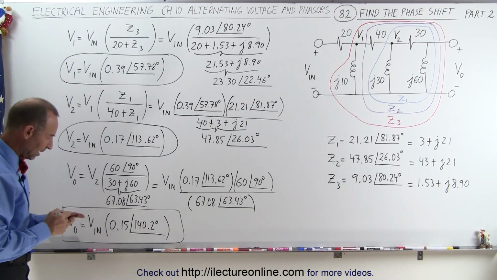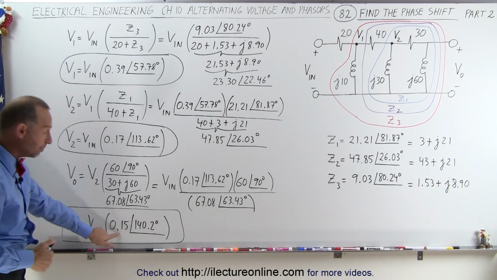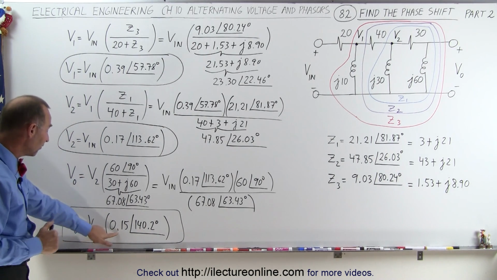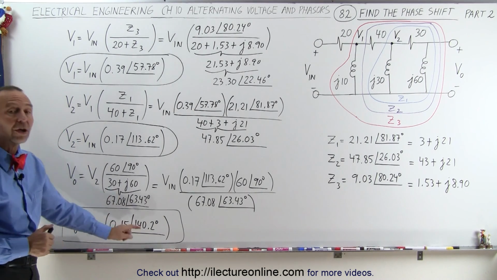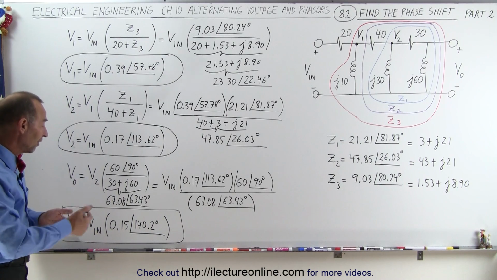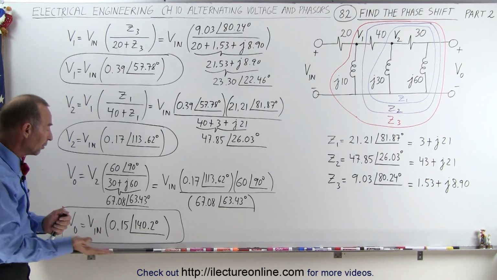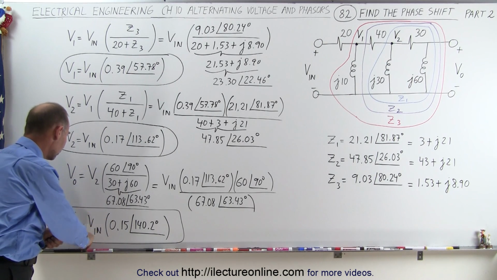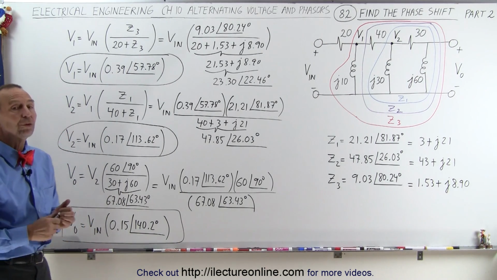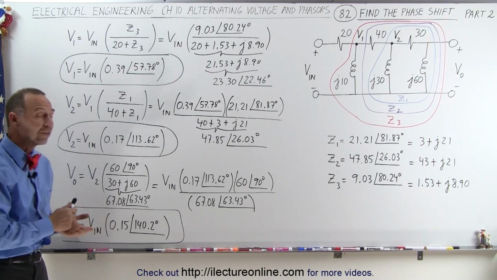What this means is that the magnitude of the output voltage is only about 15% of the input voltage, but the phase angle is 140 degrees. In other words, the output voltage has been shifted by 140 degrees in the positive direction relative to the input voltage. And that's how it's done.